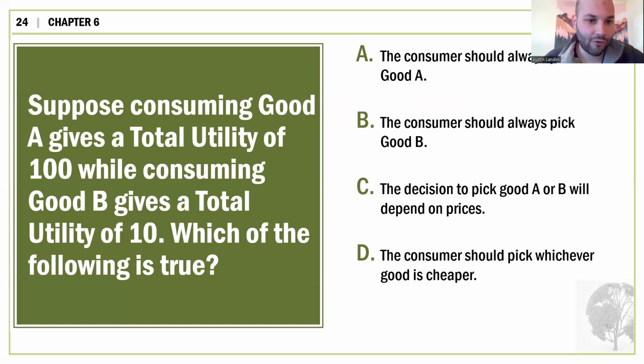If the price of good A is $1 million, that might not be a very good deal. If the price of good A is 10 cents, it might be a great deal. We don't know until we know what the price is, so we can know the marginal utility per dollar. Likewise, for answer B, just knowing the utility is not good enough. We need to know how much it costs to know which one we should consume. All right, the decision to pick A or B will depend on the prices. That should be the answer.